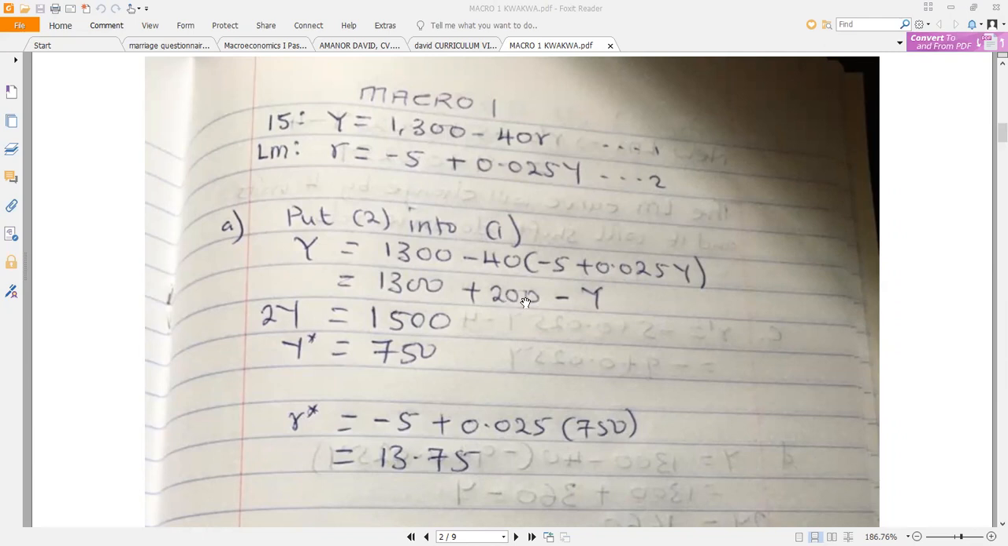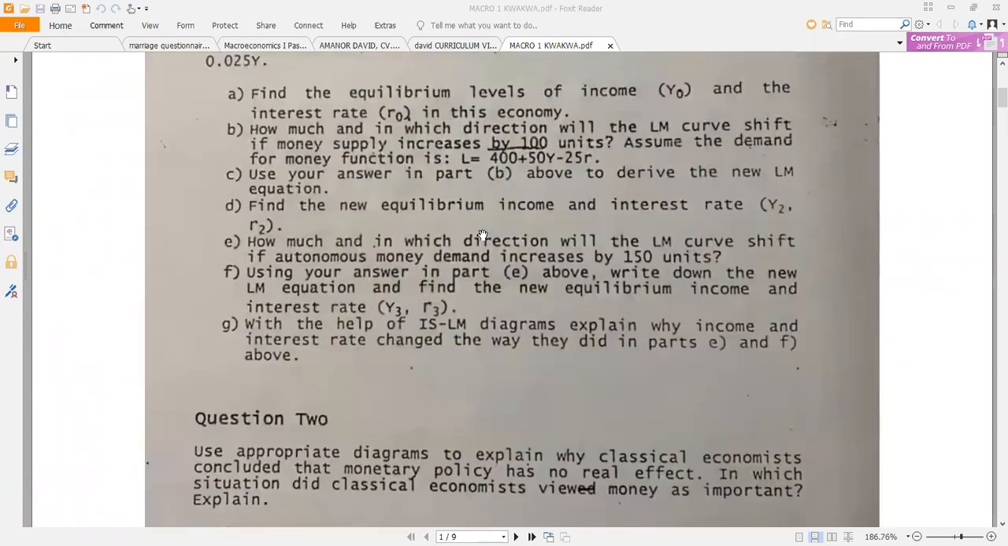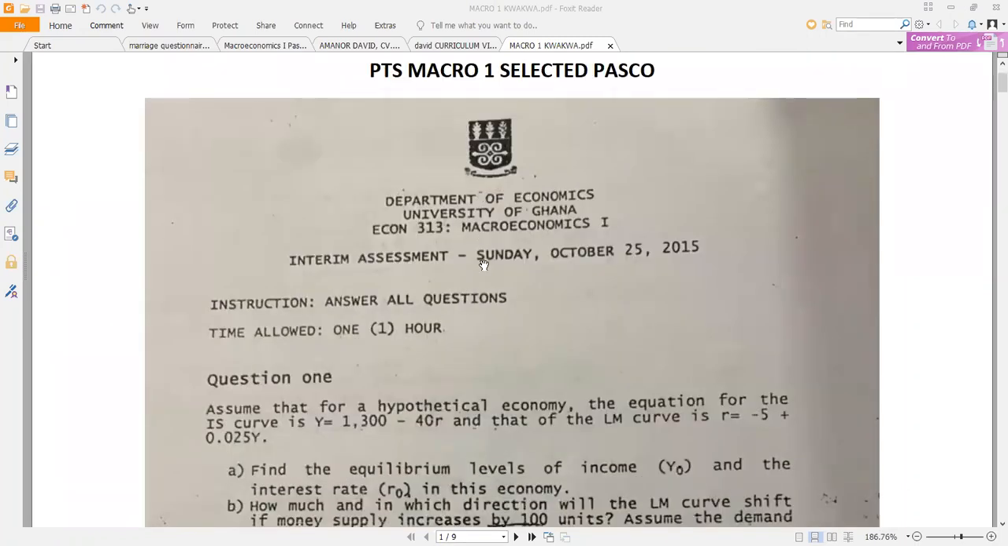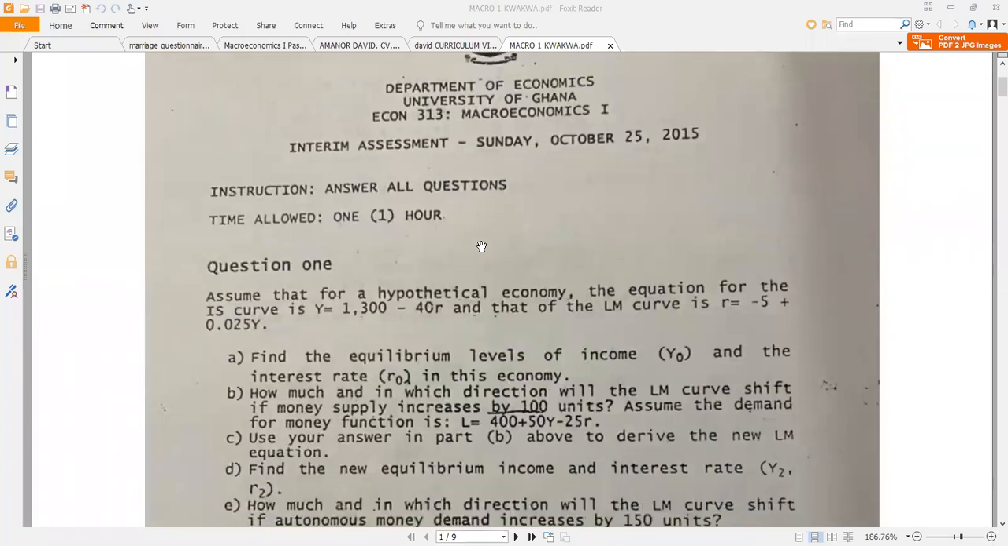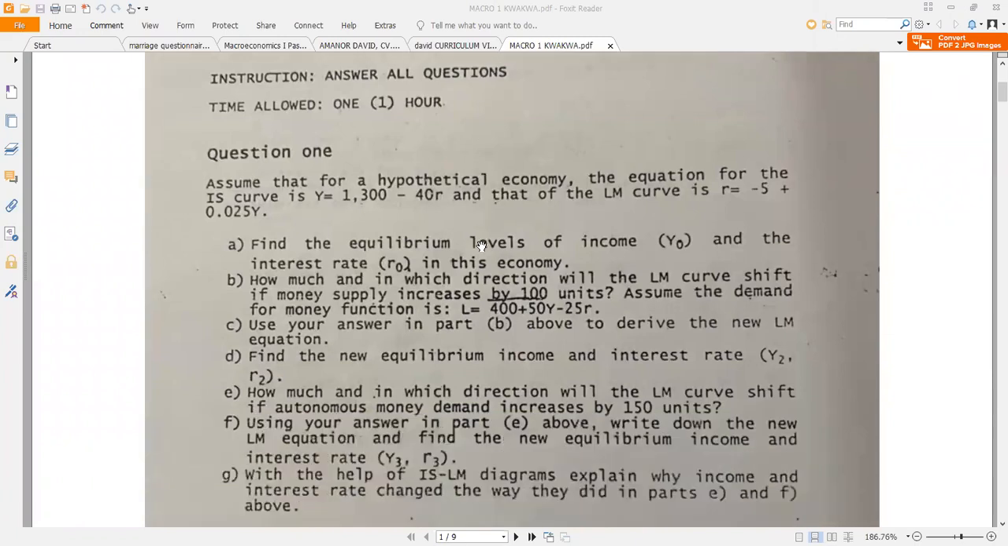Okay, please be checking the answers in case I... Please, can you come again? Please, which year is that? Did I even check the year? Okay, this is an interim assessment, 2015. Please, can you come again? My network went off. Yeah, we just started though. Okay, we're looking at the IA for 2015. The first question.